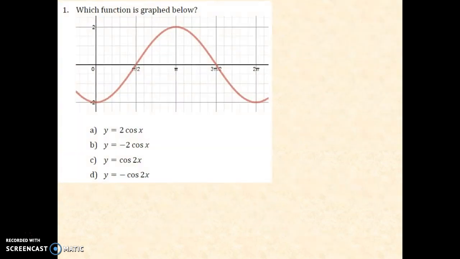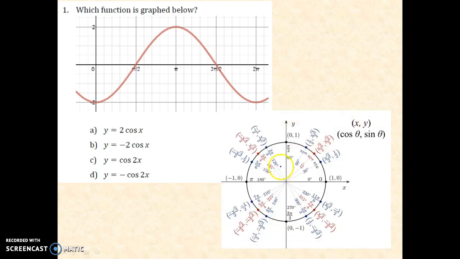Which function is graphed below? Well, all my options are cosine options. And I'm going to consult my trusty unit circle to remind me what the graph of cosine is supposed to look like. When theta is 0, cosine, which is the x value on our unit circle, is 1. So that means that cosine of 0 is 1. So when x is 0 on this graph, cosine is 1.